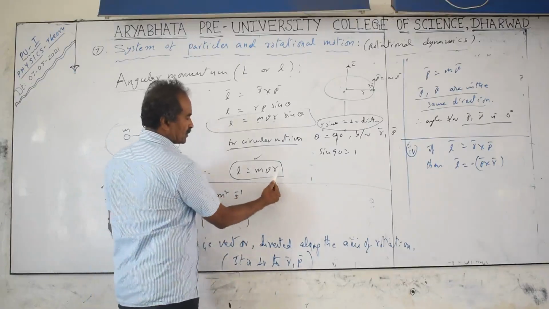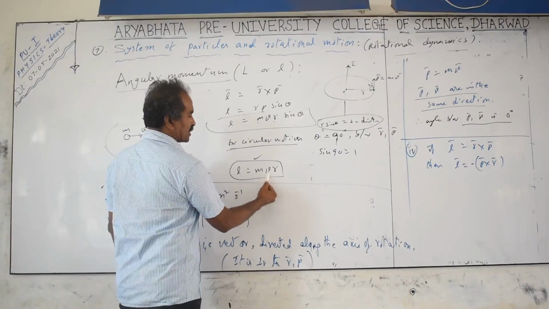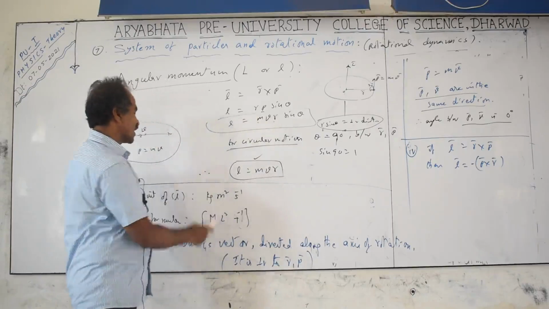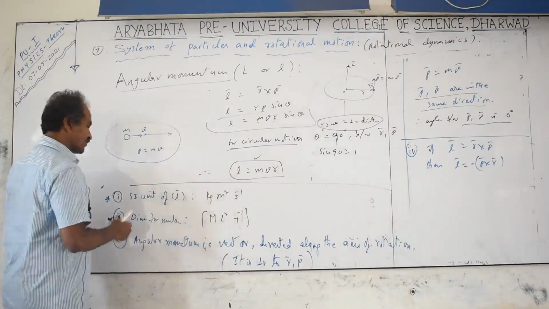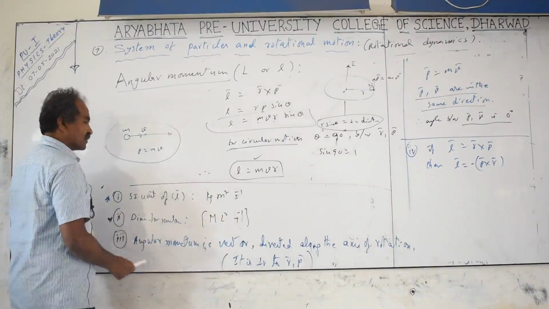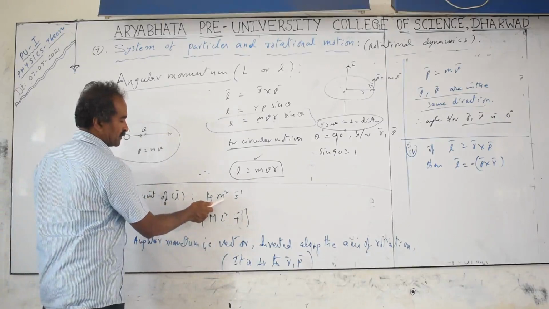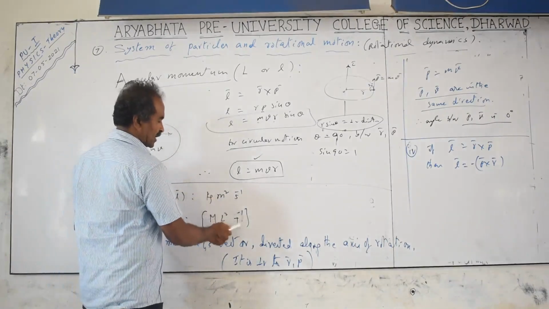Distance is in meters, and velocity is in meter per second. So kg meter per second into meter, which means meter square. Meter is coming twice. So kg meter square per second is the SI unit of angular momentum. What about the dimension formula? Kg means mass, M. Meters means length, so meter square means L square. Second is time, so T minus 1.